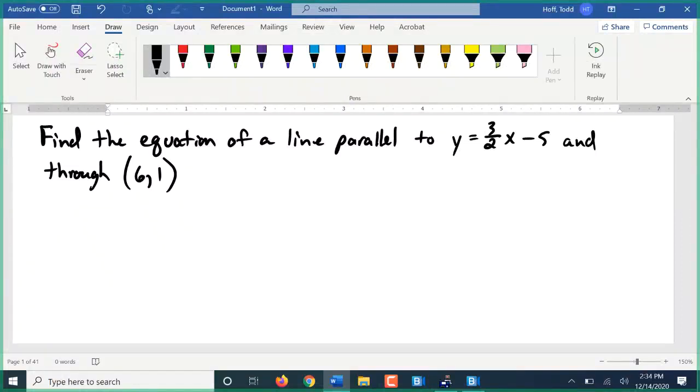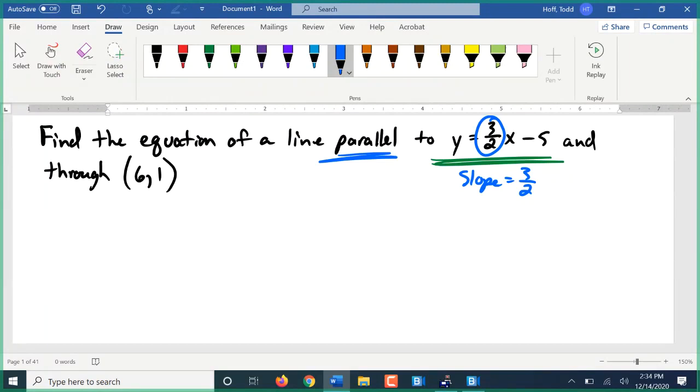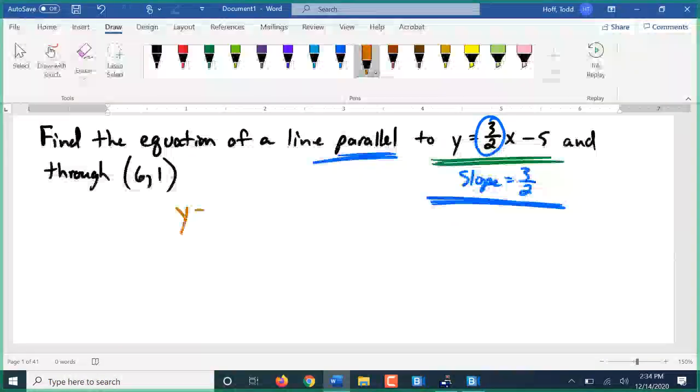So the only piece of information we need out of this equation is the slope. The slope is 3 over 2. That means the slope of a parallel line will also be 3 over 2. So we know the beginnings of our equation here is y equals 3 over 2 times x. We do not know what the y-intercept is, b, so I put just plus b there. This should look very similar to something we did at the end of Unit 3.